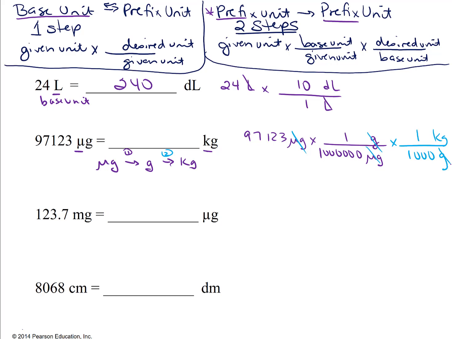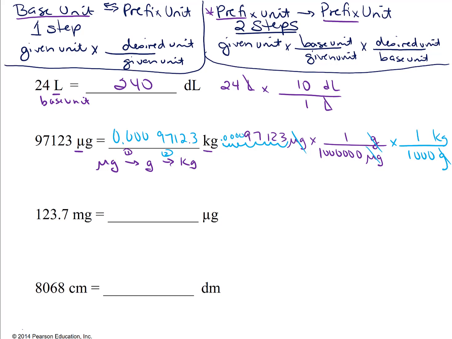So now you're taking 97,123 times 1 times 1. Remember that does nothing. Anything times 1 or divided by 1 is the same thing. So what you're going to do is take 97,123, divide it by 1,000,000, then divide it by 1,000,000 again. So that is going to move 1, 2, 3, 4, 5, 6, 7, 8, 9. So I'm going to end up with 0.00097123.